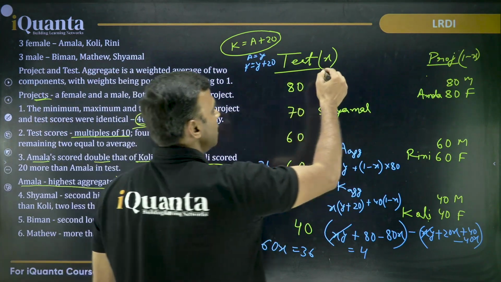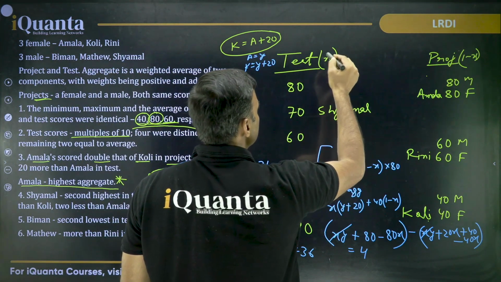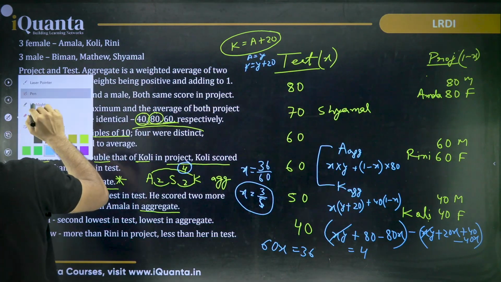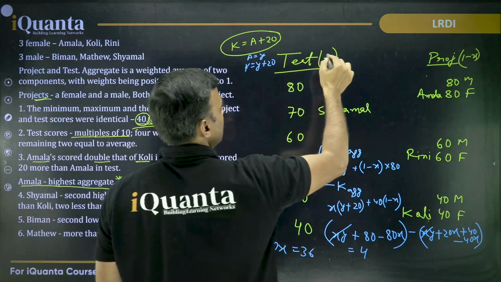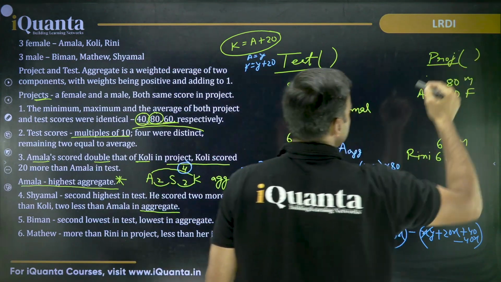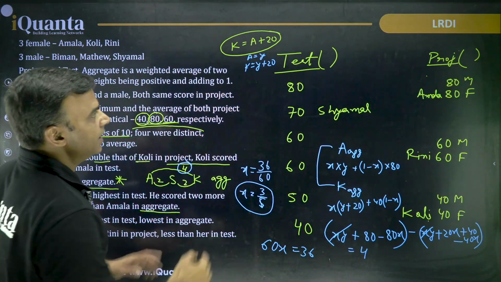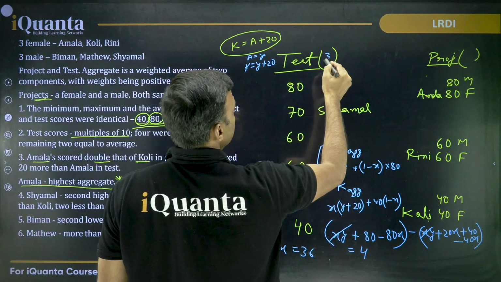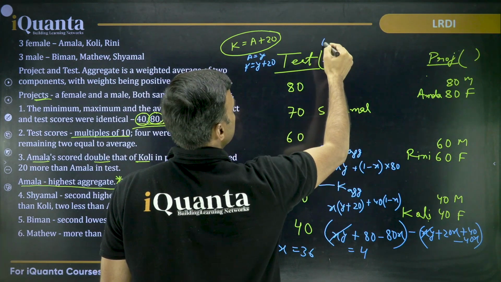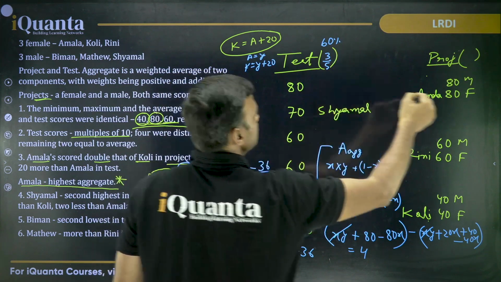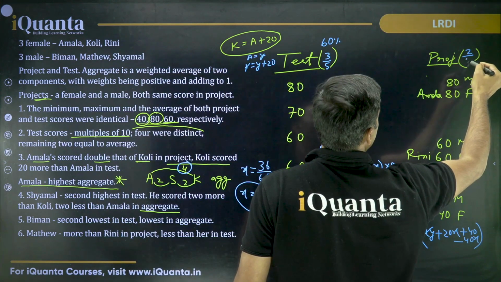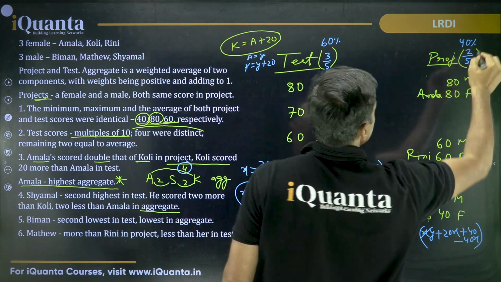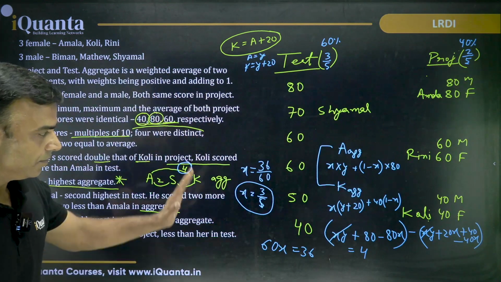Fantastic. So I'll write it here. It is 3 by 5. So now I'll remove this x. Okay, I'll remove that x and I'll remove that 1 minus x, right? And I will put the value 3 by 5, which is 60% weightage. 2 by 5. Always remember, you have to do LR questions with a lot of patience. Okay? Okay, this is done.